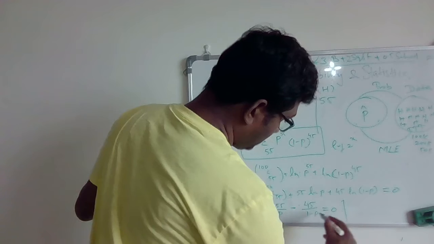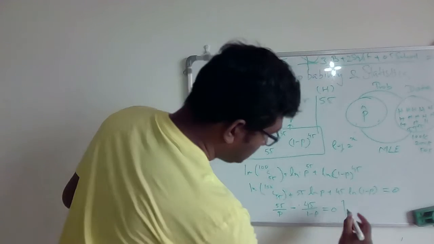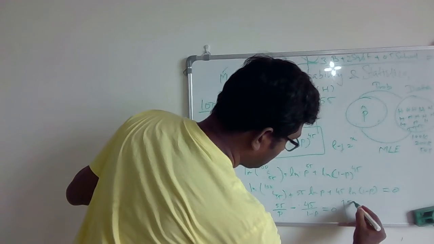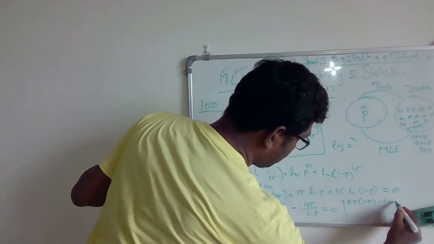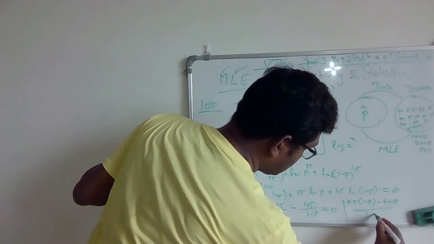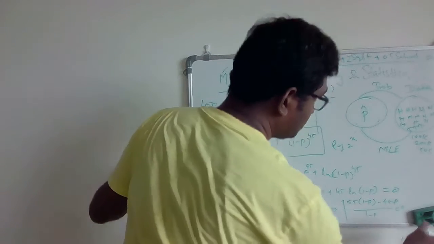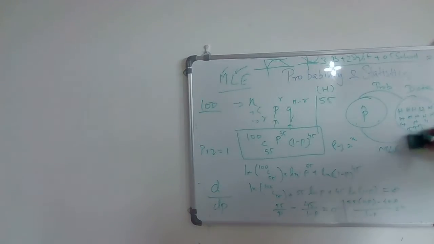Okay, now if you try to solve this, it becomes 55 into 1 minus P minus 45P, divided by P into 1 minus P, equal to 0. Okay, let me erase this.